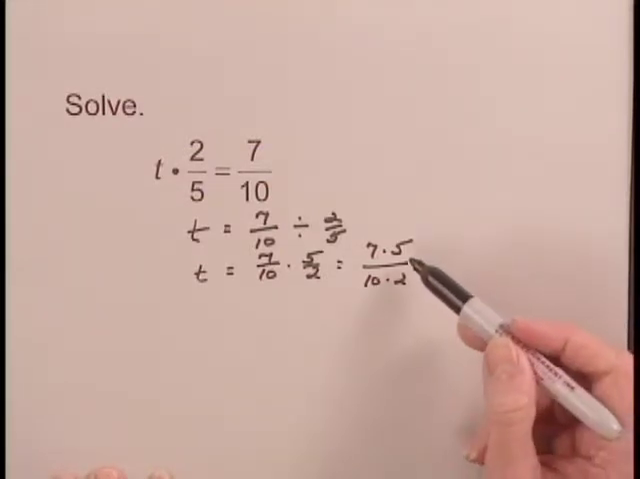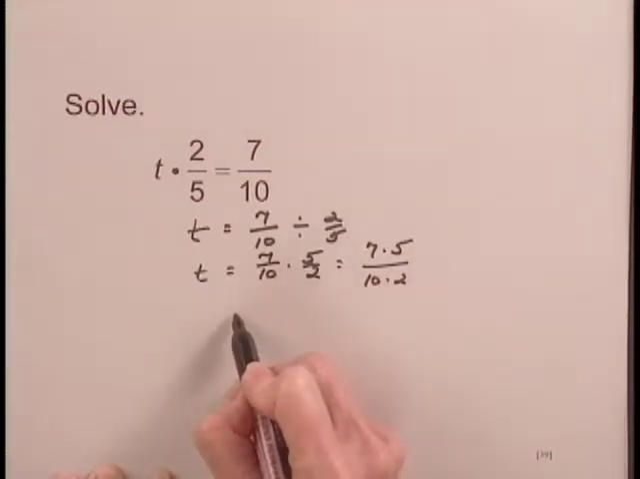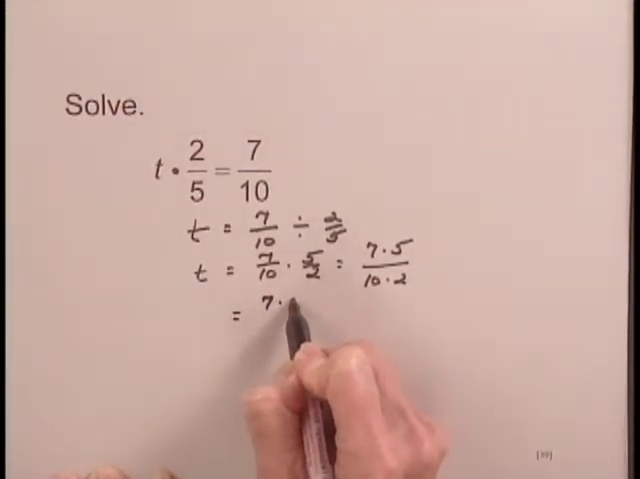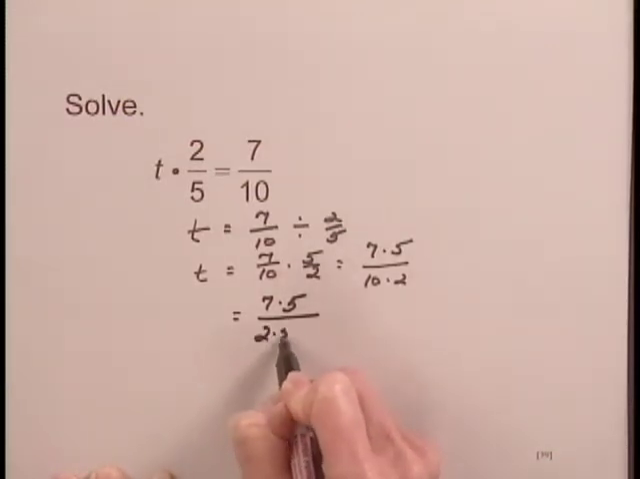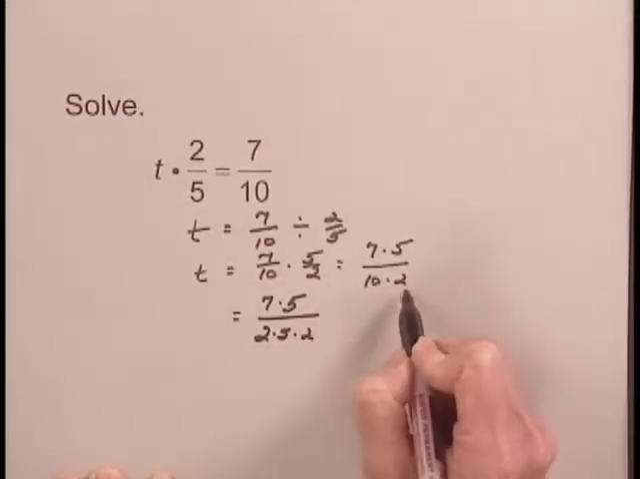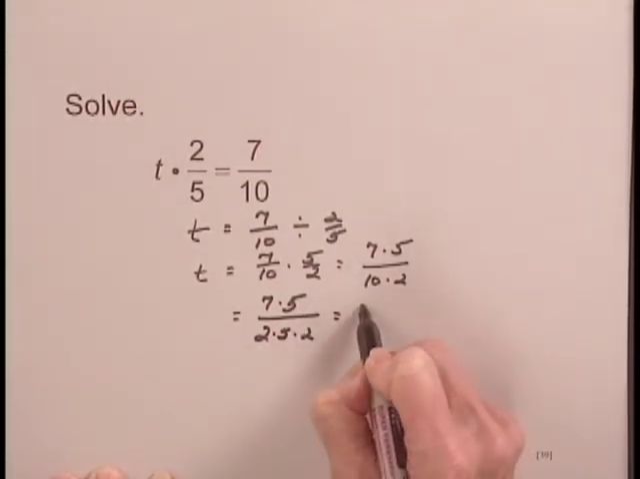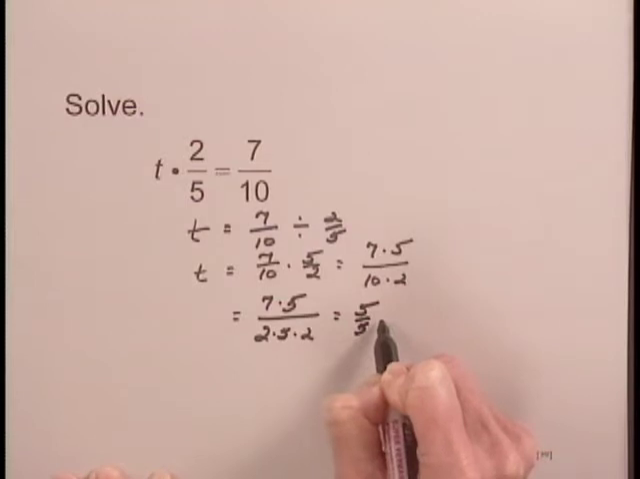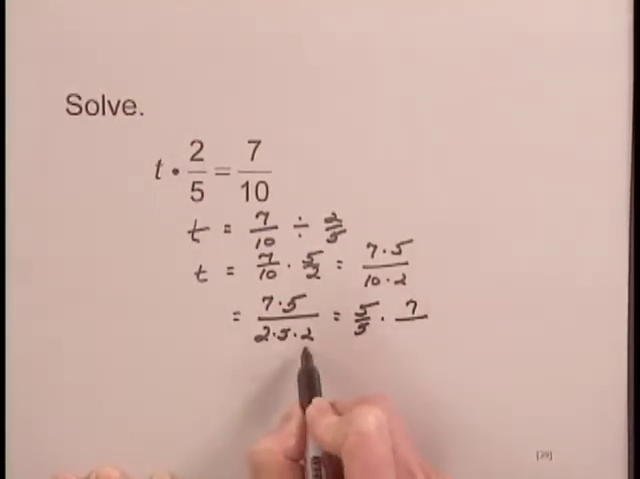There is a factor of 5 in the numerator, and 10 has a factor of 5. So I'm going to rewrite the numerator as it is, and then I'm going to write the denominator, factoring 10, as 2 times 5, and then that's times 2, the other factor of 2. And now I can take out 5 over 5, rewriting this as a product. 5 over 5 times 7 over 2 times 2.